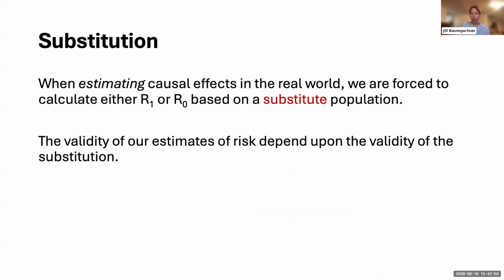So again, because we live in the real world, we can't randomize the population and force half of them to breathe wildfire smoke or vent tailpipe emissions into their homes. And so we're forced to calculate risk for our two groups, our exposed and unexposed group, based on a substitution population in the real world. But the validity of our estimates of risk depends on the validity of this substitution, right?